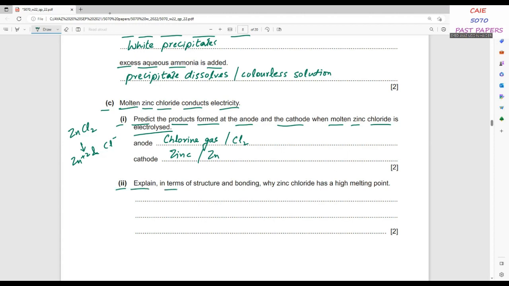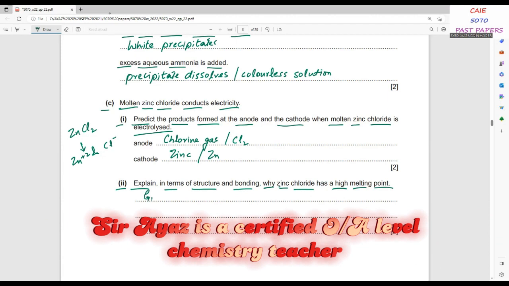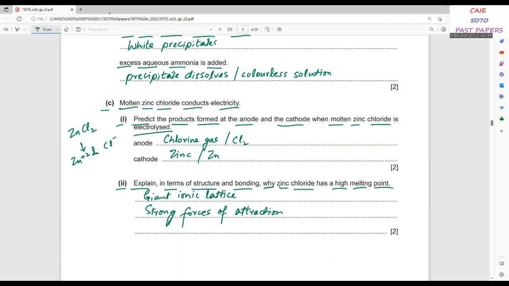Number 2, explain in terms of structure and bonding why zinc chloride has a high melting point. So you have to refer to the structure. So you write giant ionic lattice. Strong forces of attraction between positive and negative ions.